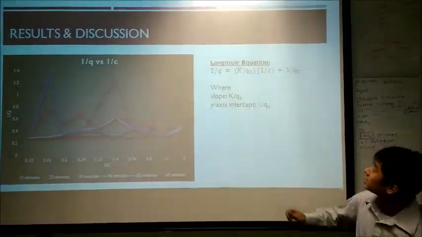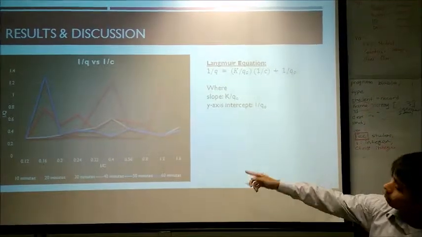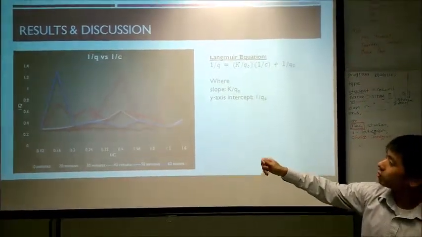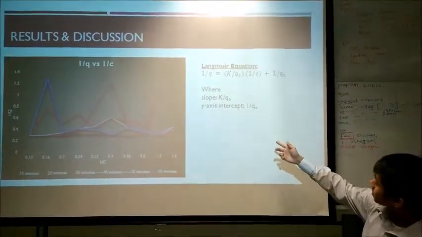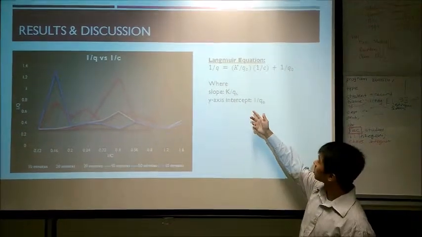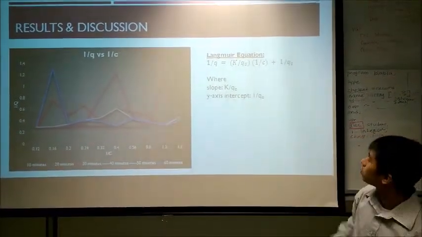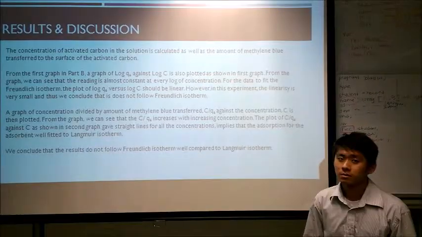The second method is the Langmuir equation. The graph is plotted based on 1 over Q versus 1 over C, where the slope is K over Q naught and the intercept is 1 over Q naught.